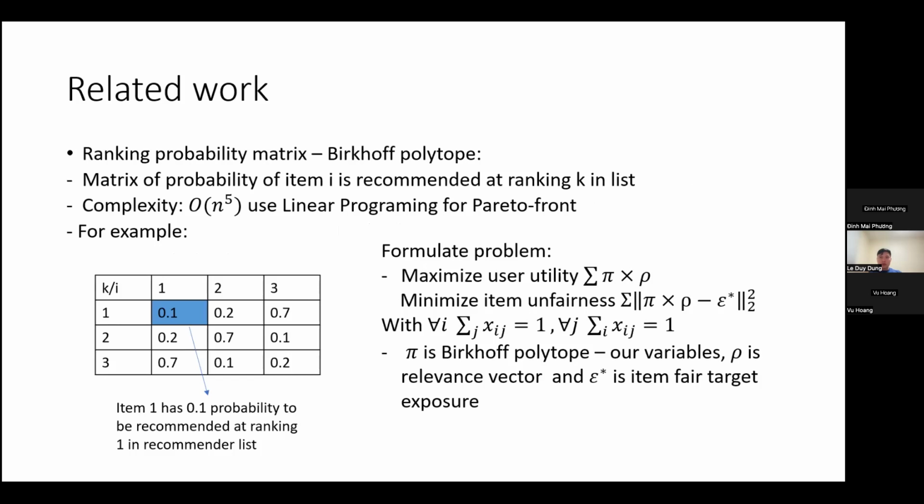For most of the research now, they use a ranking probability matrix with the name of Birkhoff polytope. This matrix has the meaning that at cell (i, k), it represents that item i should be recommended at ranking k with what probability. This is an example of a recommended list with 3 items, where we have to try to order these 3. After we have this probability matrix, we could use some kind of sampling strategy to create a recommended list from this. And for the long term, we will have fairness as well as optimal user utility.